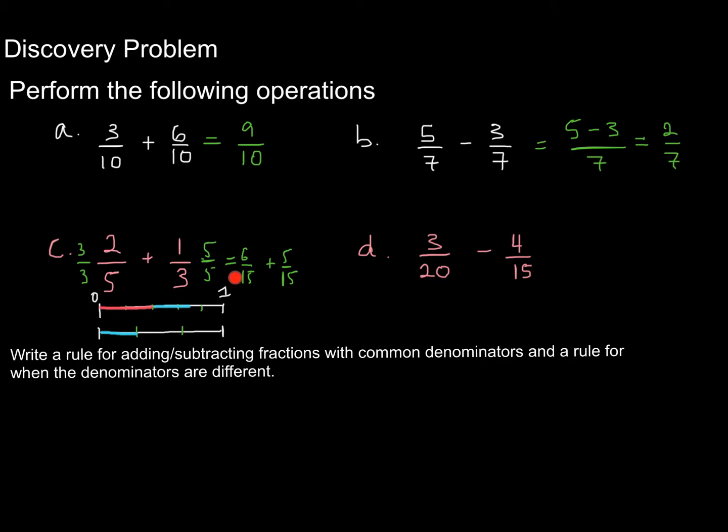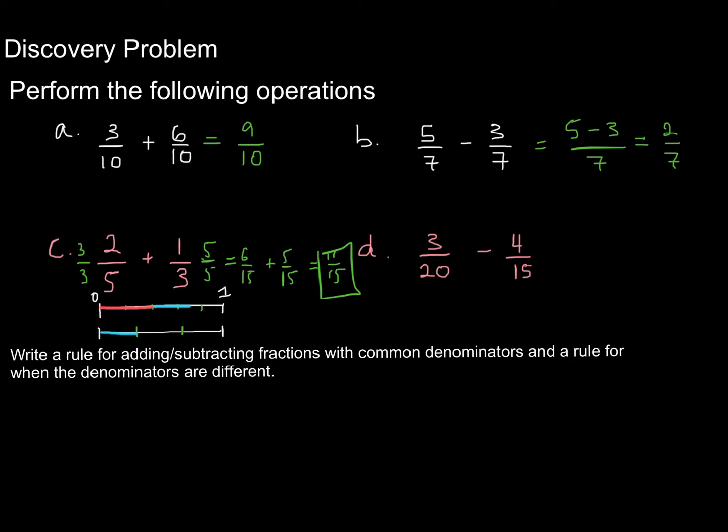I get 6 15ths plus 5 15ths, and of course, that makes sense. It should be 11 15ths. And I have no trouble saying that is precisely the answer. All right, so use the same reasoning to go through part D here.